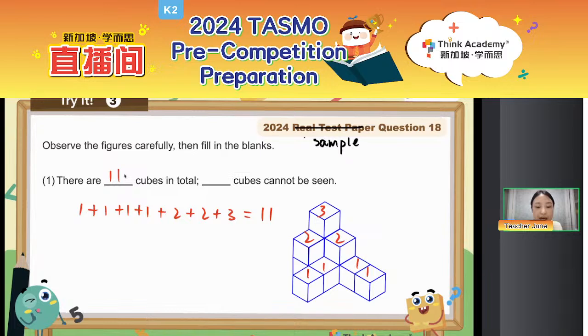11. Perfect. And then we can see how many cubes cannot be seen. We just have a look how many cubes we can see, right? So 1, 2, 3, 4, 5, 6, 7, 8. We can see how many? Type in your chat box. 1, 2, 3, 4, 5, 6, 7, 8. We can see 7, right? So how many cubes we cannot see?